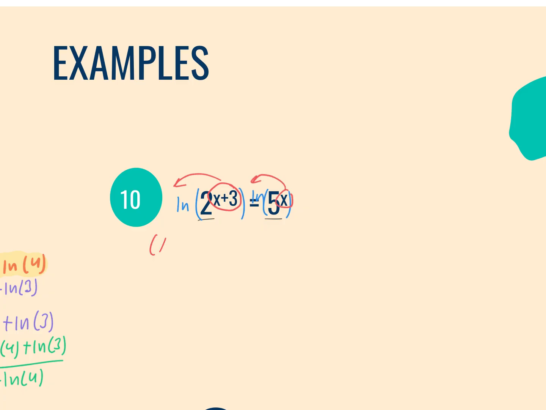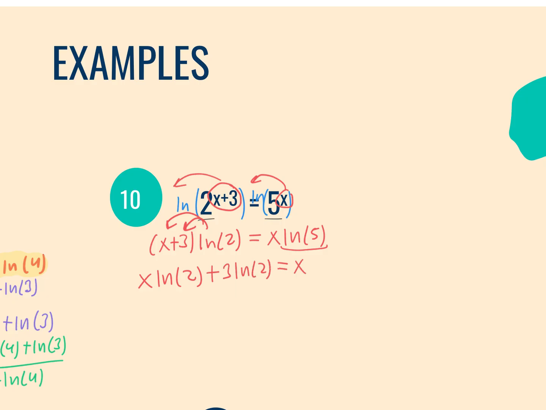And then you're going to be left with x plus 3 times ln of 2. And that's going to equal x ln of 5. Right? So x ln of 5 actually looks pretty good, right? There's nothing really more that we have to do to that. What we would do on this side is now distribute the ln of 2. So I would get x ln of 2 plus 3 ln of 2. And this is going to equal x ln of 5.